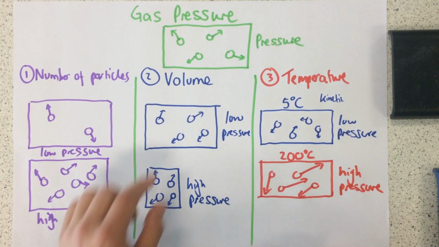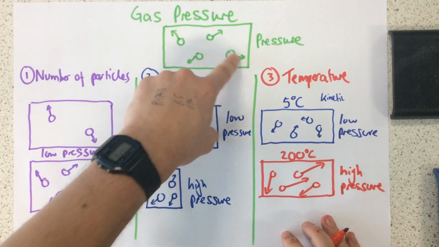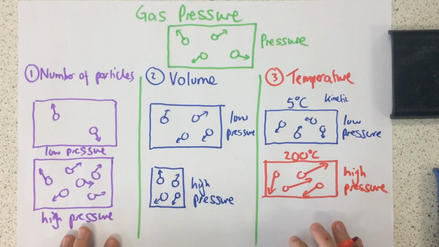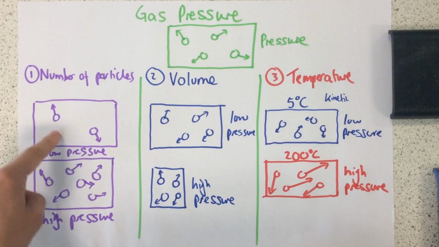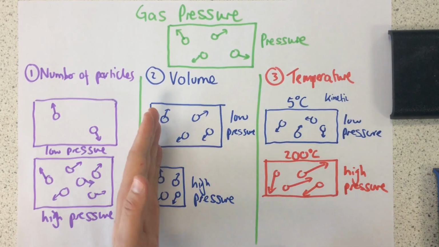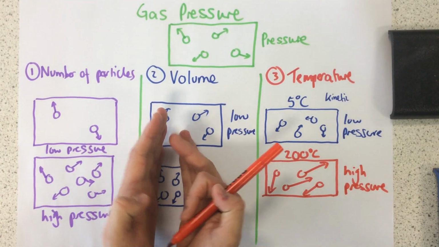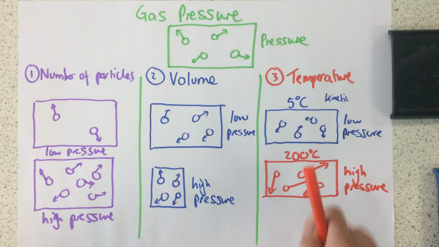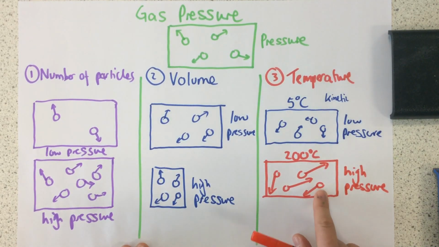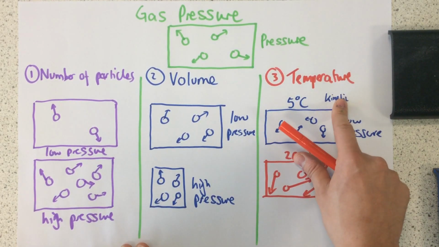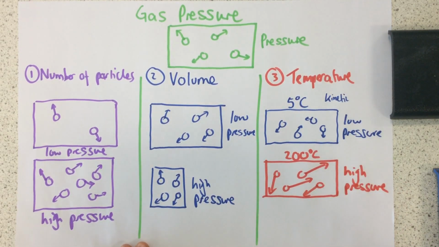So, just to summarise, gas pressure is all about particles colliding with the inside of a container. If we have more particles in the same volume, we'll have a higher pressure. As we decrease the volume, we increase the pressure. And as we increase the temperature, we're giving the particles more kinetic energy, and therefore we are increasing the pressure as well.